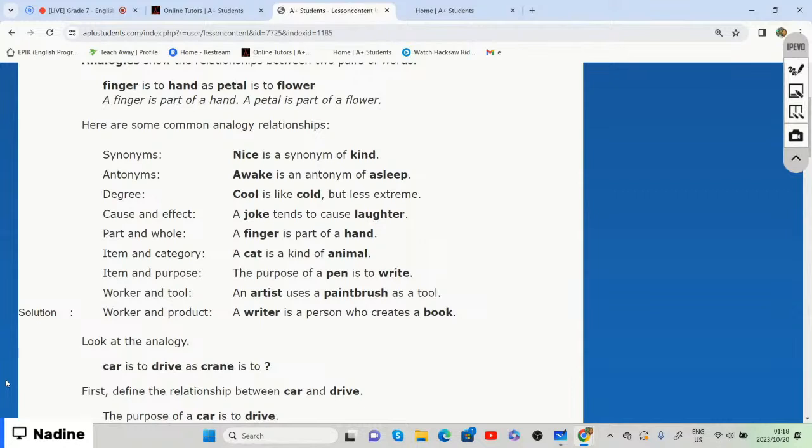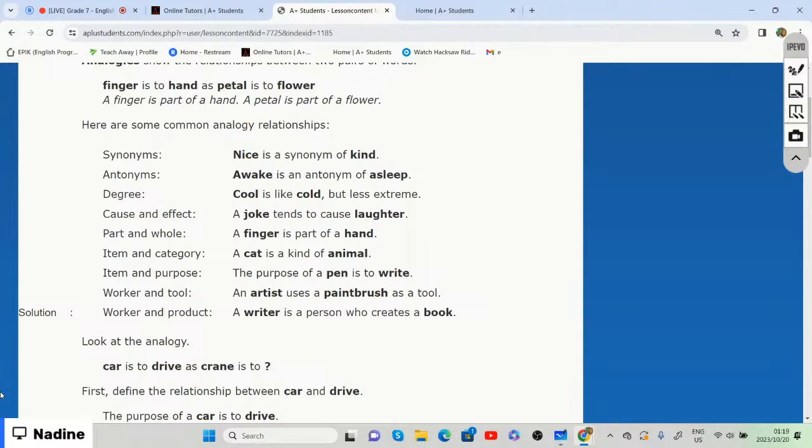Items and categories. A cat is a kind of animal. A dog is a kind of animal. And then we have items and purpose. The purpose of a pen is to write. So, what is the relationship between pen and write? The purpose of the pen is to write. That is the relationship between them.